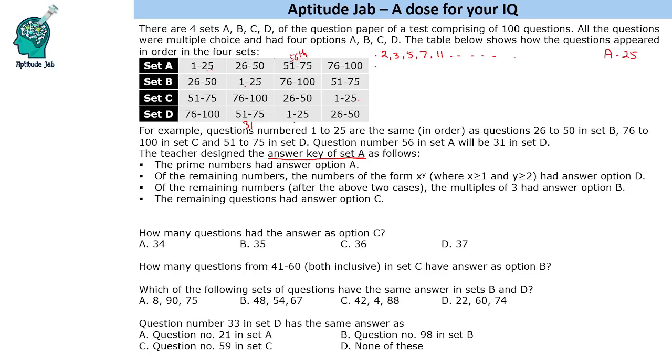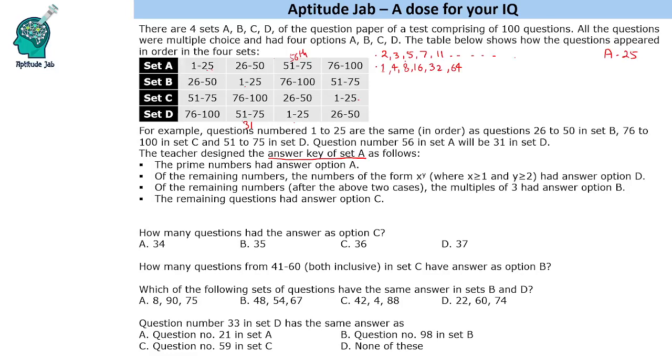Second condition, it says that of the remaining numbers, the numbers of the form x to the power y, where x and y are natural numbers. If we start from 1, if you raise 1 to any power, the number is 1 only. Now if we start from 2, 2 has already been covered because it's a prime number. So we need to find the powers of 2. So 2 to the power 2, that is 4, then 8, 16, 32, 64. These all have answer option D.